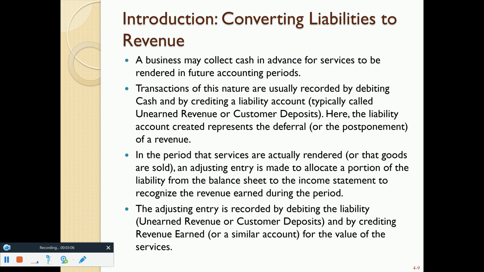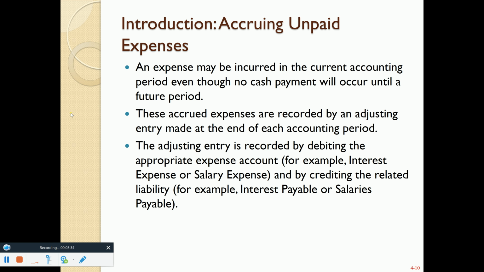Okay? And the second type of adjustment is when we convert a liability to a revenue. This is the case typically when we get paid beforehand from our customer. Our customer pays us in advance. Well, when they pay us in advance, that's a liability, typically called unearned revenue or customer deposit. And then obviously as we earn it, we're going to reduce that liability and record the revenue at the time.